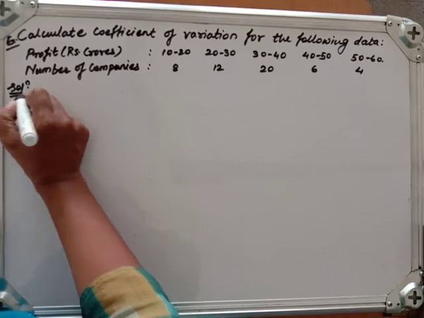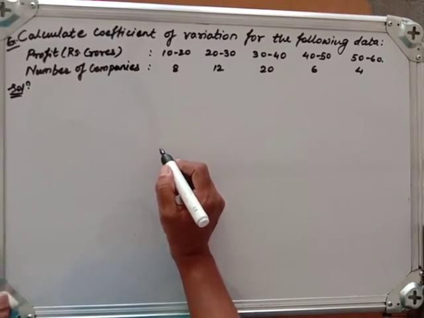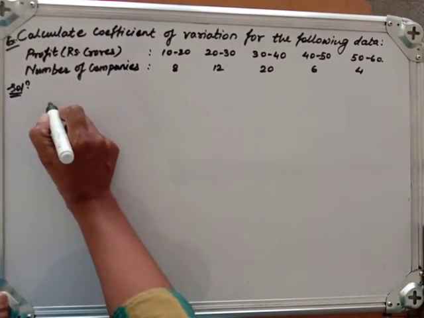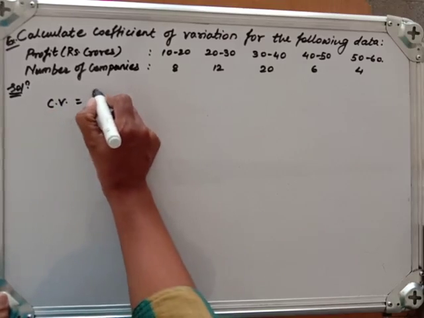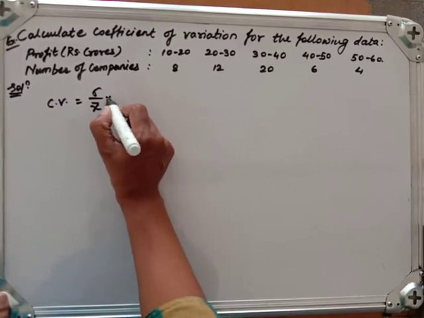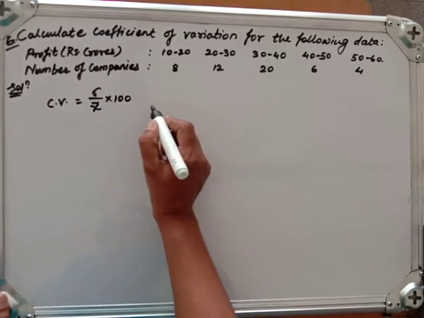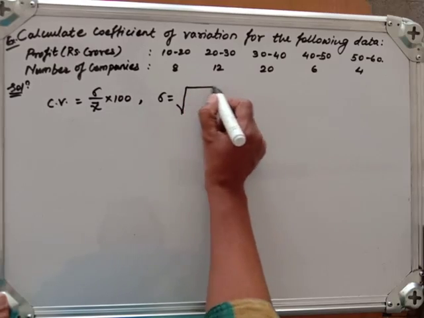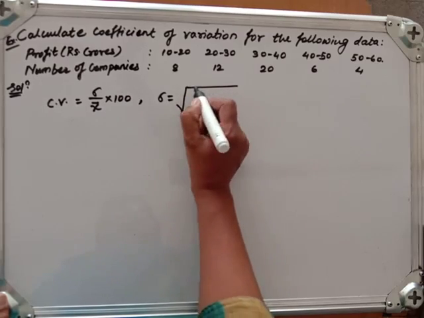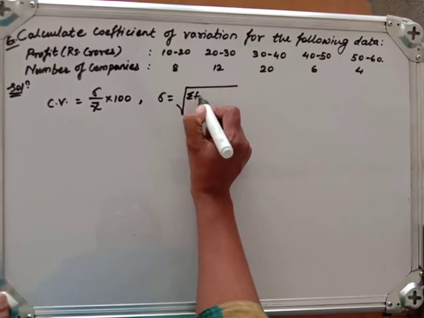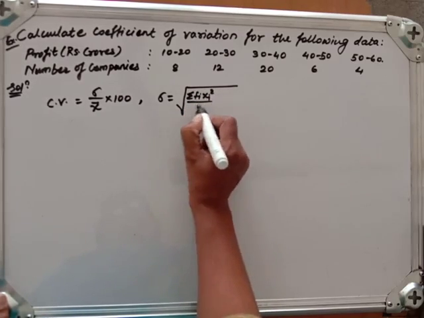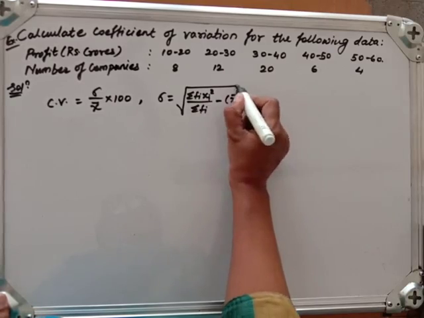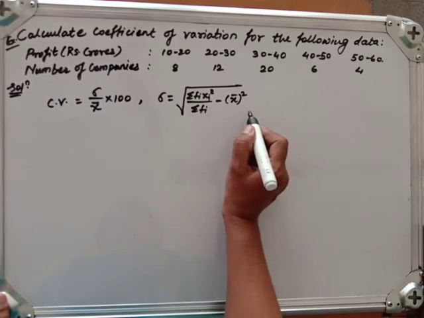As this is a continuous frequency distribution, the formula for CV is the standard deviation upon mean into 100. It is given in percentage. And what is the standard deviation here? As it is a continuous frequency distribution, sigma is the square root of summation Fi xi square upon summation Fi, that is capital N, minus x bar square. This is the result for sigma, the standard deviation.